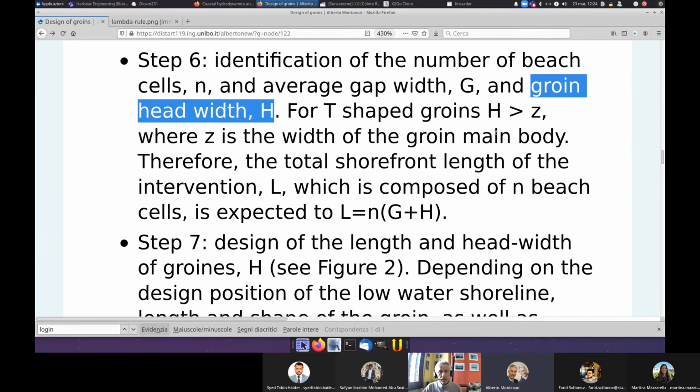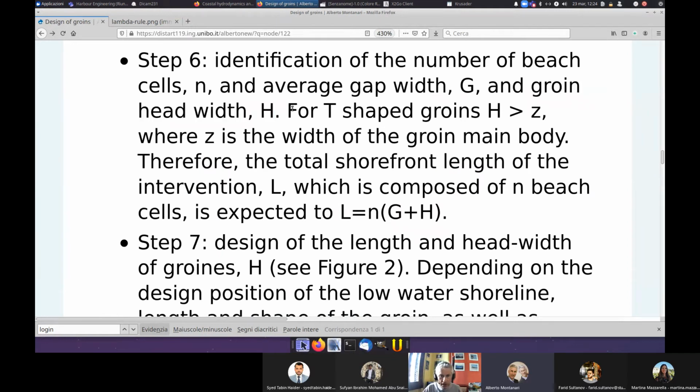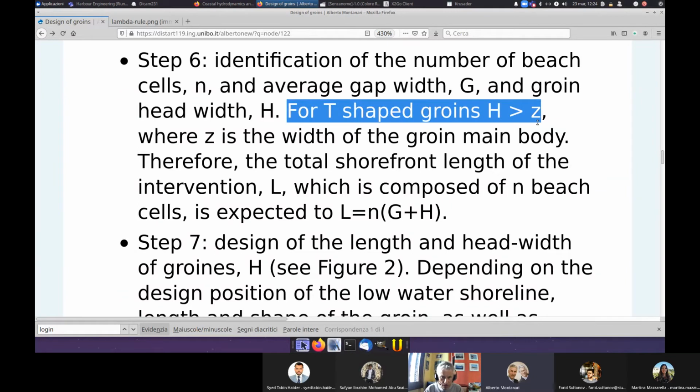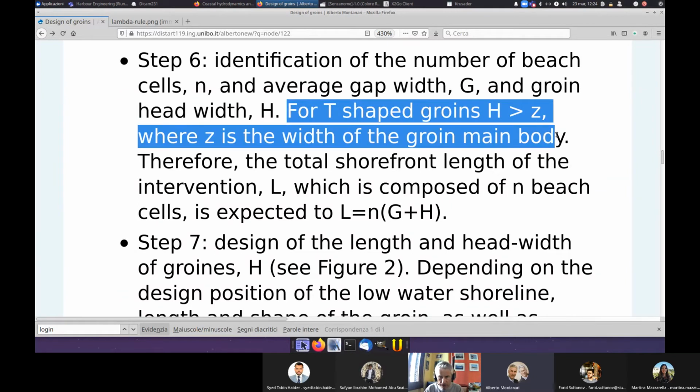Good. Now, for T-shaped groins, H is greater than Z, where Z is the width of the groin main body, of course. I mean, if you identify with Z the width of the main body, then H is greater than that for a T-shaped groin.